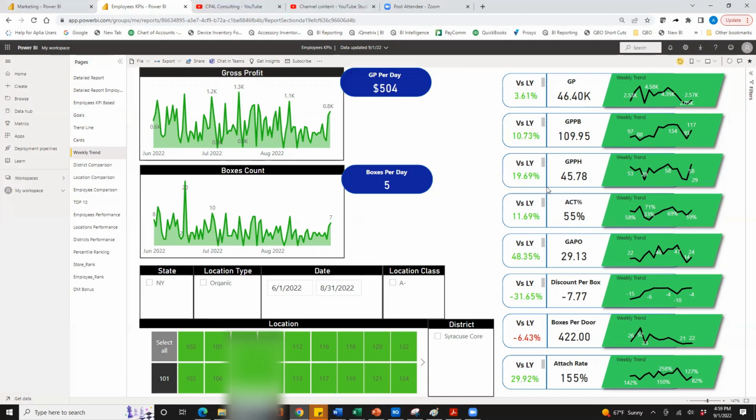Their activation percent improved, and their GAPO, an internal measure that we use here at CP4L, also improved by an amazing 50%. And they're holding the floor by ensuring that they're reducing their discount per box, and their accessory attach rate is improving. So these are the things that I like to see.